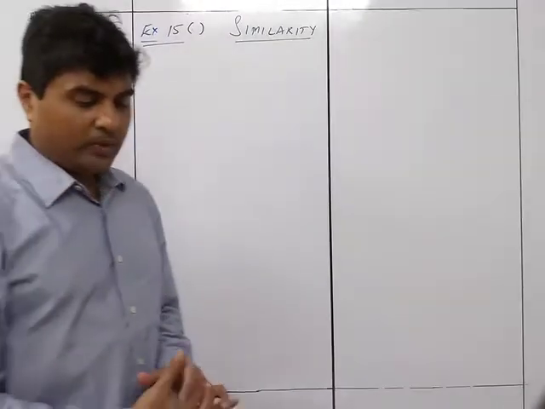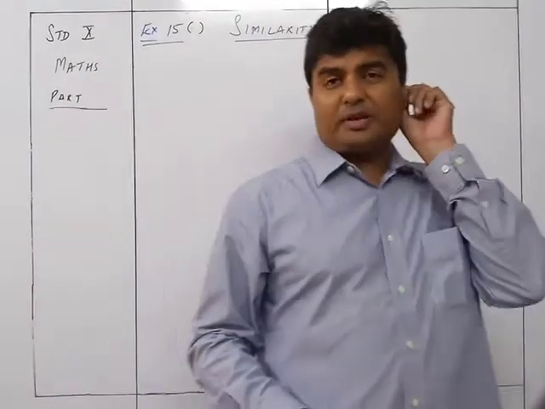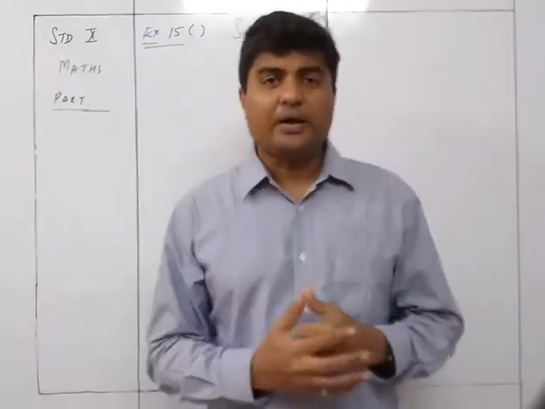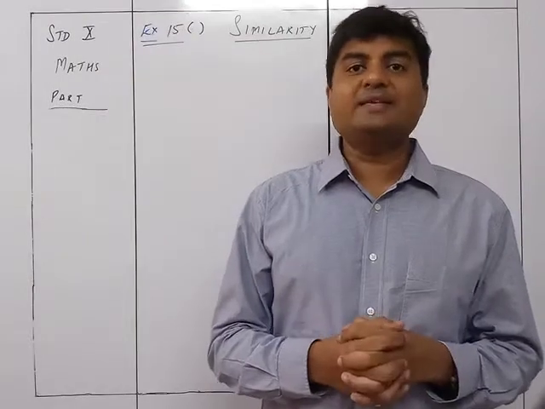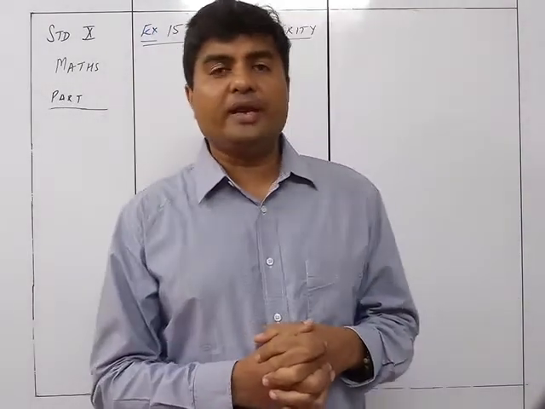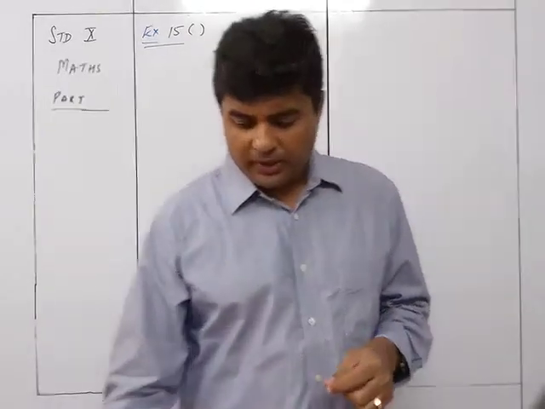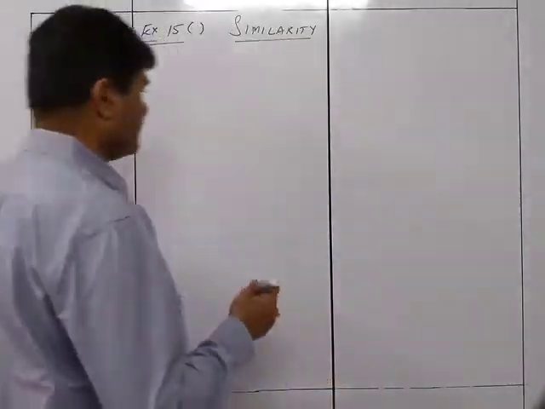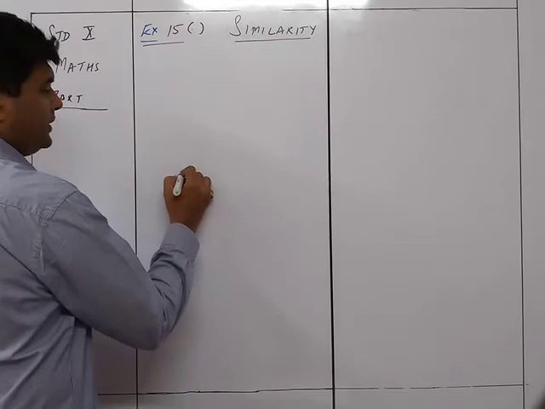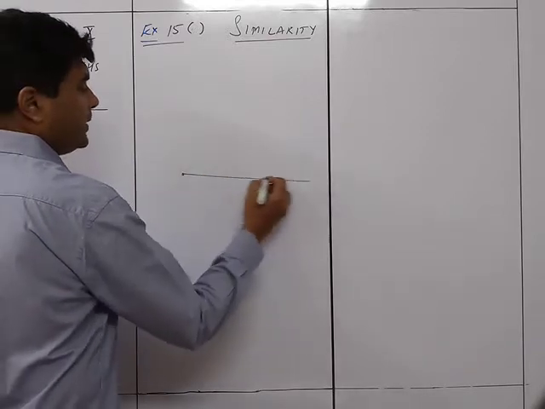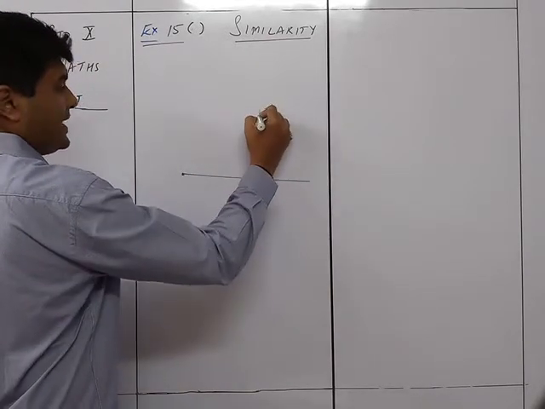So we now continue with the last part of the chapter, similarity. Now in this part we have got two things. One is the enlargement of any particular object from a particular point. So if I see the enlargement this way, suppose I have got a point here, and at a particular distance over here there is a triangle like this.